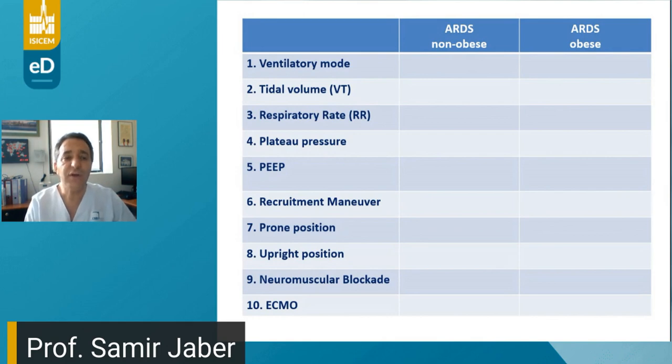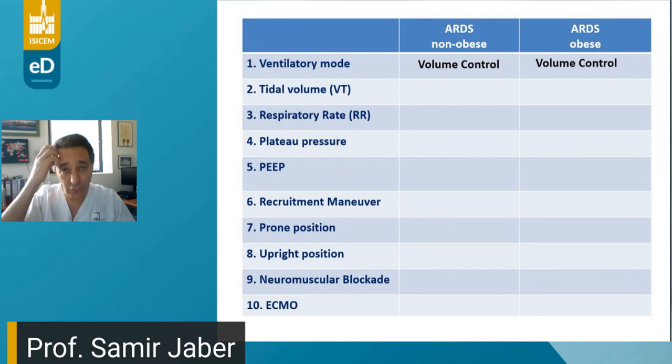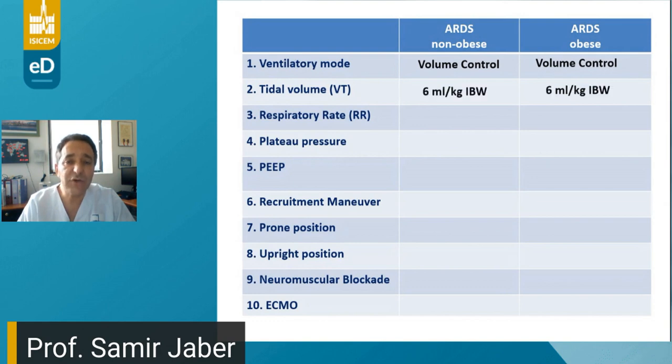First of all, the ventilatory mode. Today, we have absolutely no difference between volume control and pressure control mode. So volume control is recommended for its safety of use because it's very easy to measure the plateau pressure. We will see this in detail in the next slides. The tidal volume should be set at 6 milliliters per kilogram of ideal body weight, not real body weight, but ideal body weight according to the height of the patient.